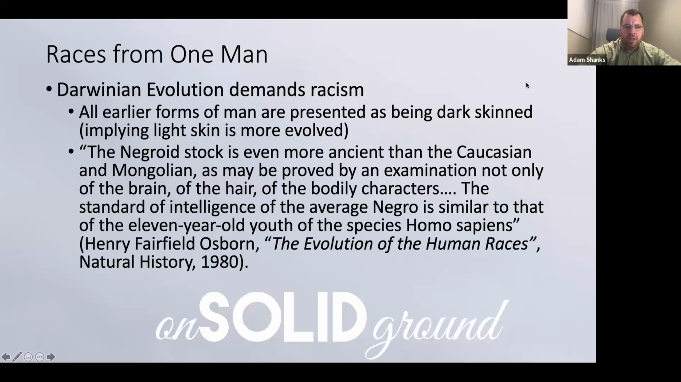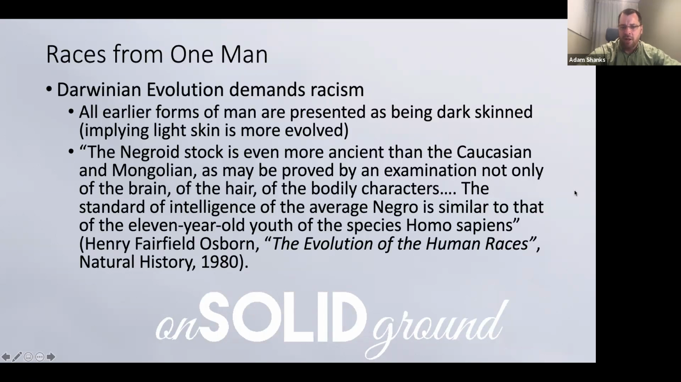This one right here: the Negroid stock is even more ancient than the Caucasian and Mongolian, as may be proved by an examination not only of the brain, of the hair, of the bodily characters. The standard of intelligence of the average Negro is similar to that of an 11-year-old youth of the species Homo sapiens.